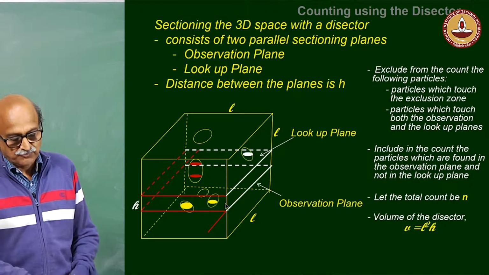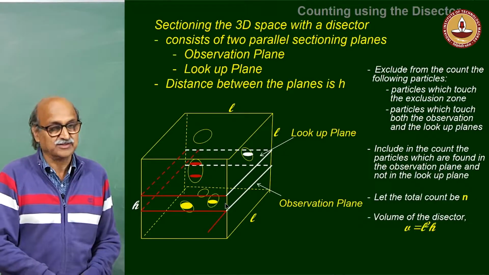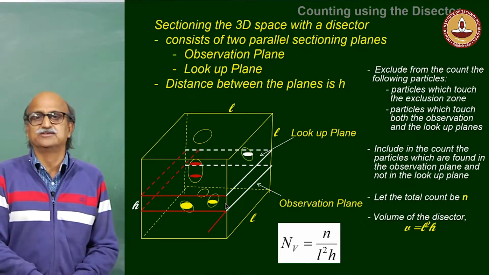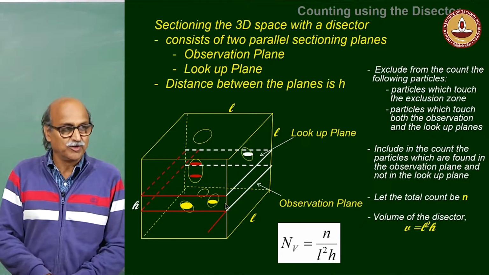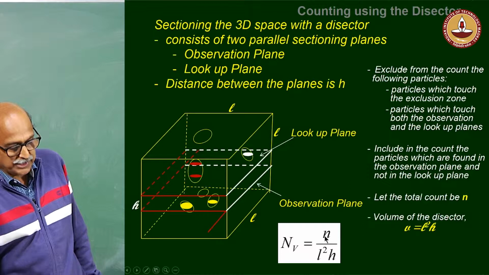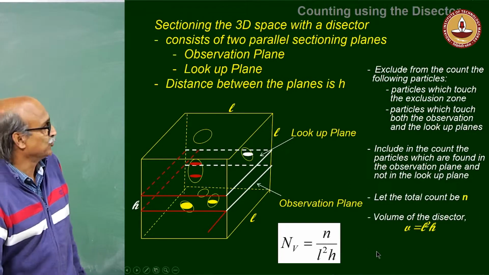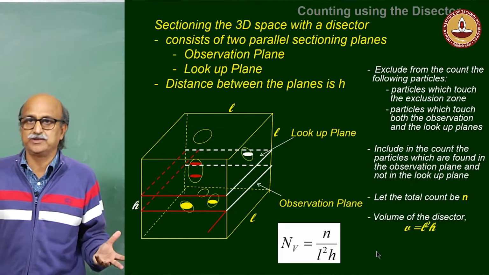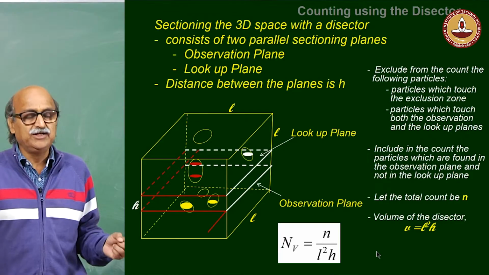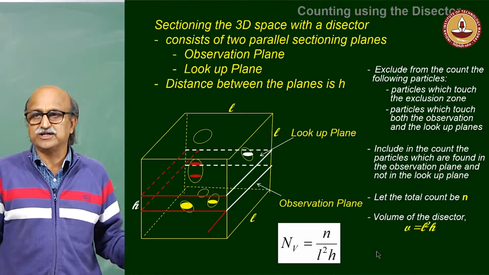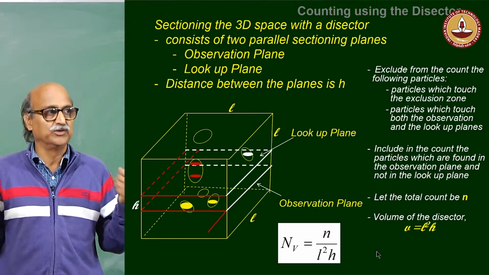So, volume of the dissector is L square h, and the numerical density, number per unit volume of the particles, is this total effective count n divided by L square h. In this particular methodology of counting, we do not need to know the shape, we do not need to know the mean tangent diameter, we are directly doing this count.